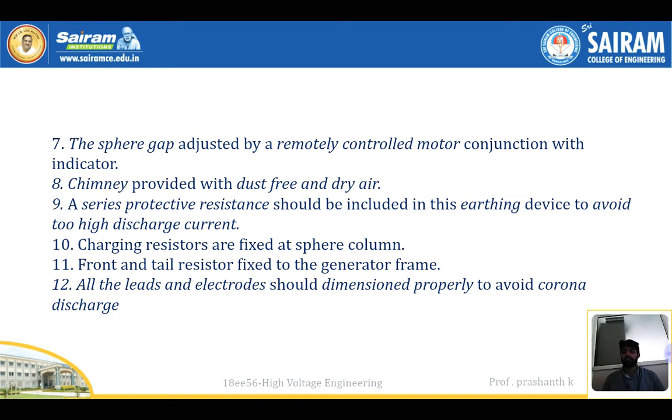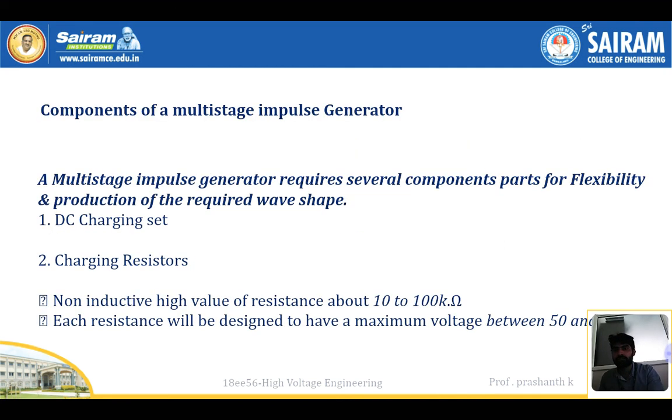If a programmable logic controller or automation is implemented, everything will be done by motors or actuators. A chimney is provided with free, dry air, because if a flashover occurs, fire will erupt, and that can be eliminated by using a chimney. A series protective resistance should be included. Earthing devices avoid the high discharging current, and to avoid high discharging current we have to use resistance. Charging resistors are fixed as a pair per column, and front and tail resistors are fixed on the generator frame. All the leads and electrodes should be dimensioned properly to avoid corona discharge.